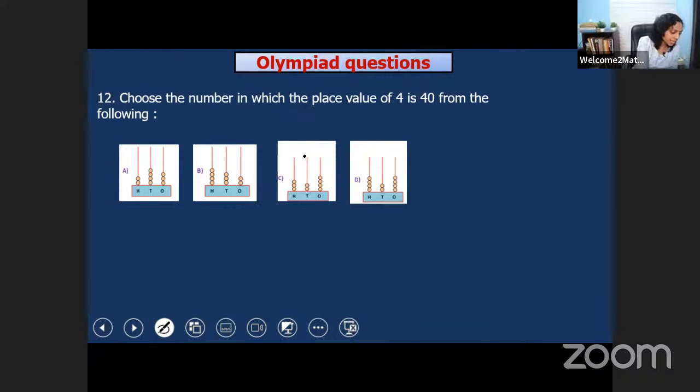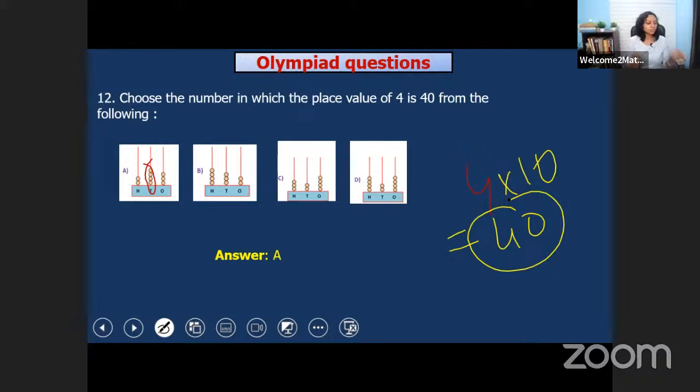You see, in option A, there are 4 tens. That means 4 into 10 is 40. So answer A is the right one, because in option B there are 3 tens, here are 2 tens, and here also 2 tens. So answer A is the right one, because in the tens place we have 4 tens, which means 4 into 10, and 4 into 10 is 40. Answer A is the correct one.